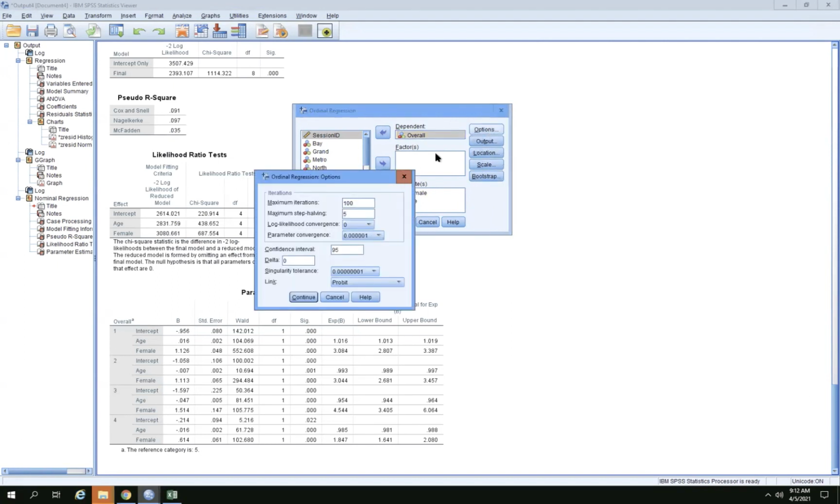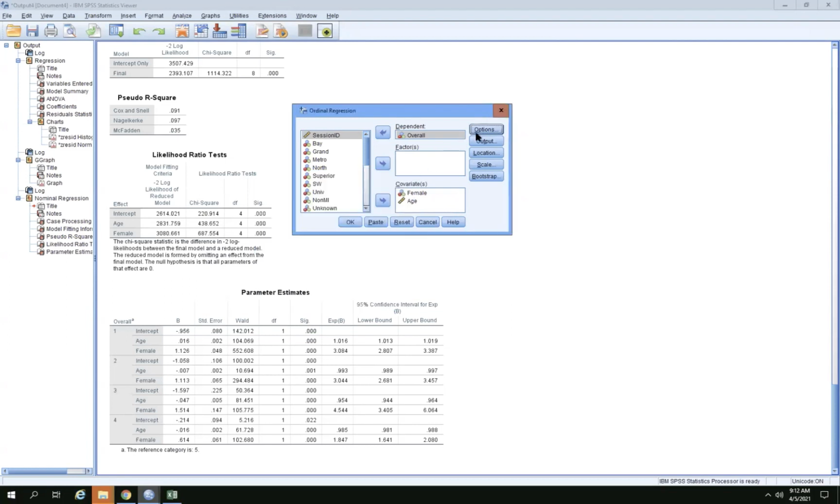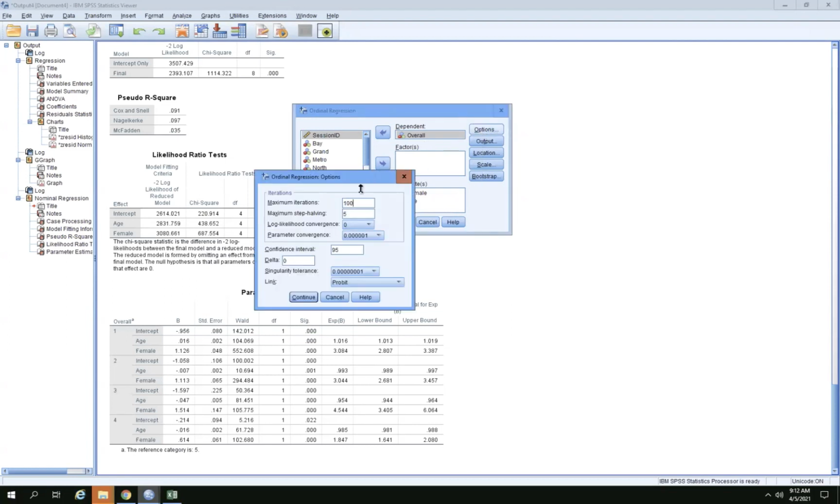Now you'll notice here, if you click on options, this is basically going to give you some details, the top of which just relate to model convergence. So I would suggest you don't mess around with this. This is just setting bounds on the algorithm it uses for the maximum likelihood estimation here.